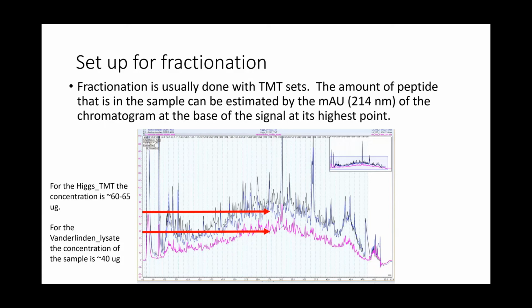So for these two that we have here, for instance for the sample set Higgs TMT, the concentration is about 60 or 65 micrograms. And for the van der Linden lysate, the concentration is closer to about 40 micrograms, just based upon these traces. And from that information, we can then make our superfractions at the appropriate concentration so that we can inject about 1 microgram per injection for each superfraction.